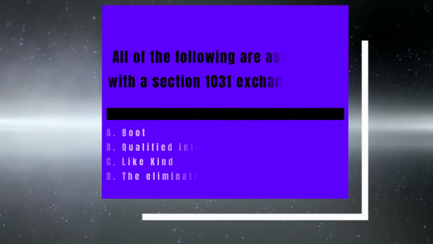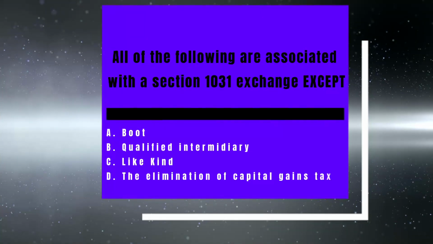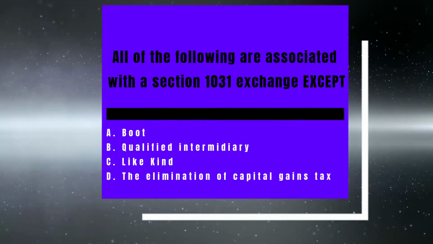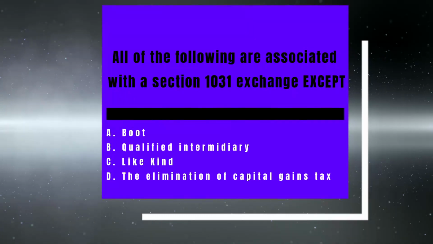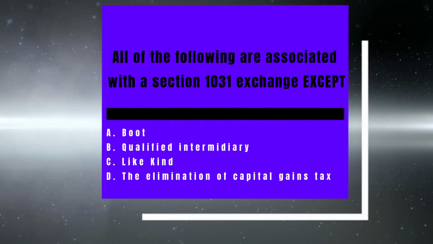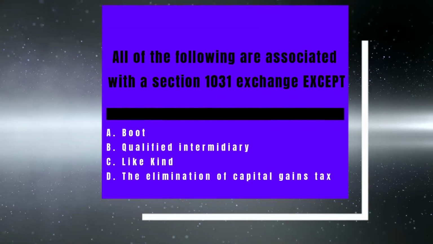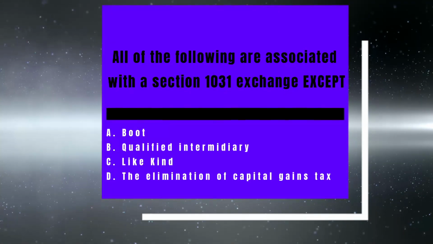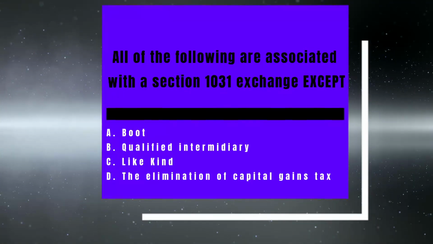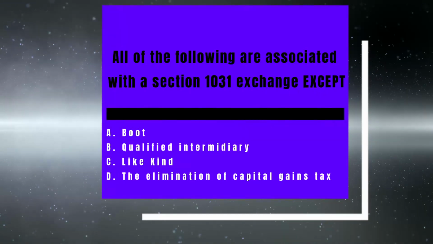The question reads: all the following are associated with the Section 1031 exchange except: A, boot; B, qualified intermediary; C, like and kind or like kind; and D, the elimination of capital gains tax. I'm going to go into each and every single one of these. I'm not going to eliminate any of these because I want to talk to you about what each one actually is. So A, the boot.